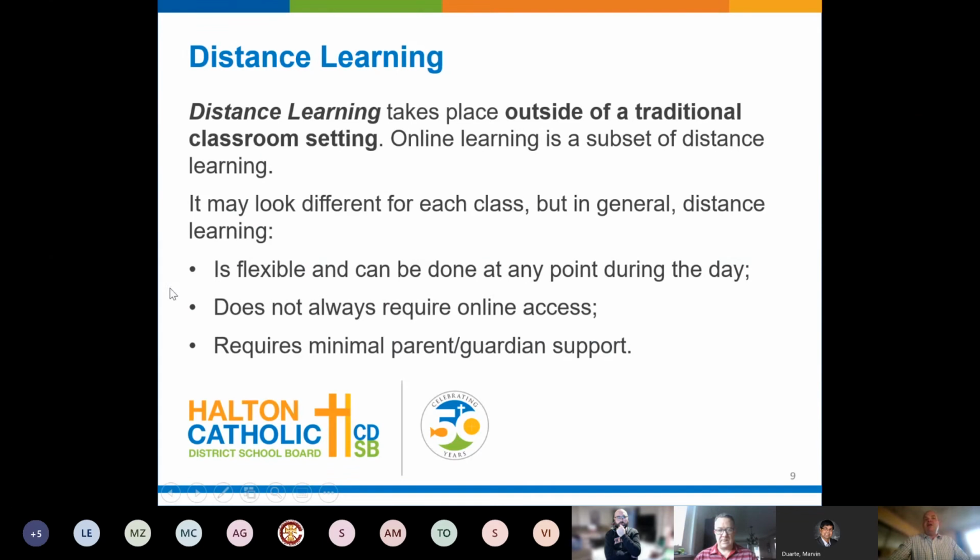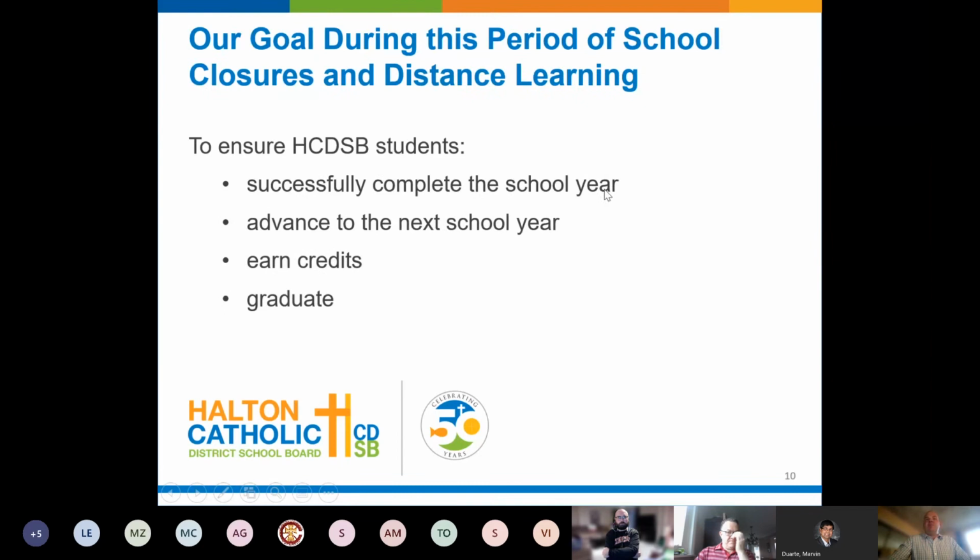It doesn't require a student and a teacher to be online at the same time. And for equity reasons, we certainly recognize that it's a challenge for every family going through this. We're all kind of facing unique and different circumstances. There are not always times when a teacher can give an instruction that a student can be online at a specific time. It doesn't always require online access, so a lot of the work can be done offline, not requiring internet, and ideally will require minimal parent or guardian support.